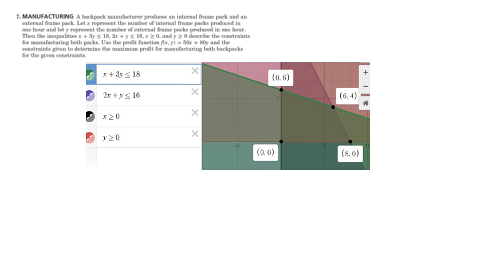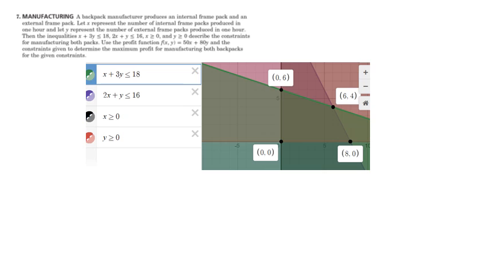Now, if you look at the X is bigger than or equal to 0 and Y is bigger than or equal to 0, that's because you can't have negative backpacks. So that's why they're saying, hey, it has to be positive. So that's one reason they have those constraints. Use the profit function, 50x plus 80y. It might be like I make $50 per internal backpack and $80 per external frame backpack, and that's where that function comes from. And so given the constraints, what's the maximum profit for manufacturing both backpacks?